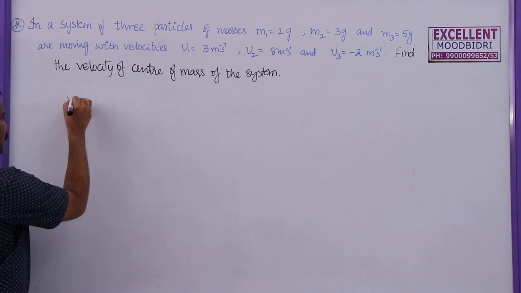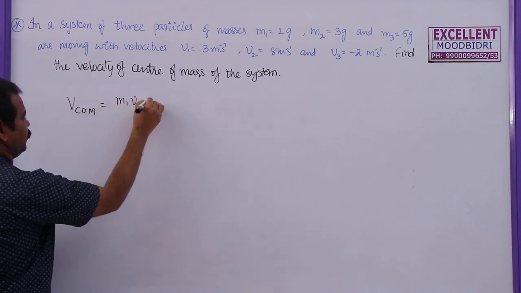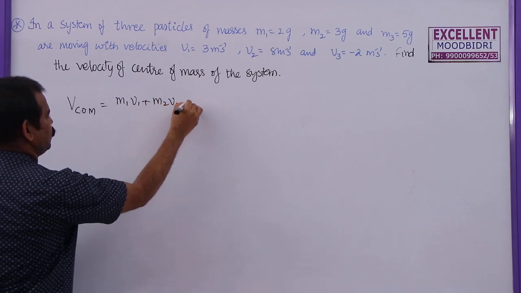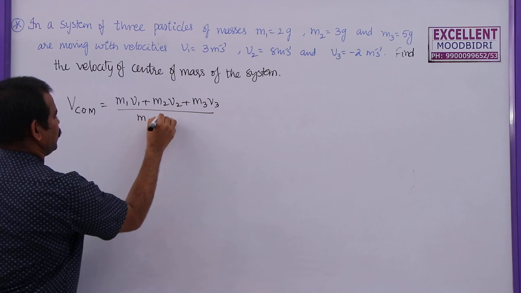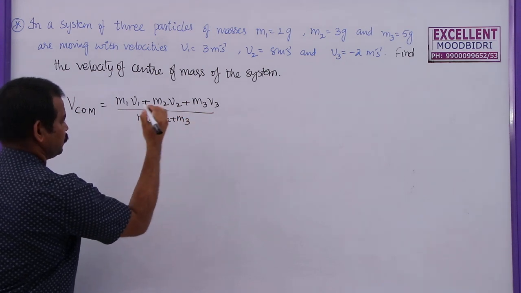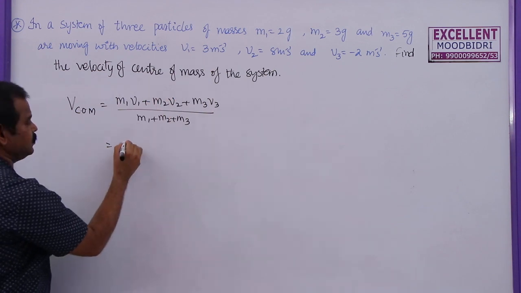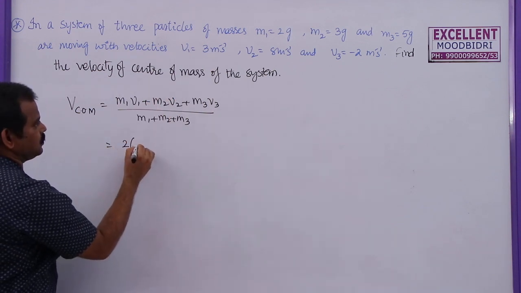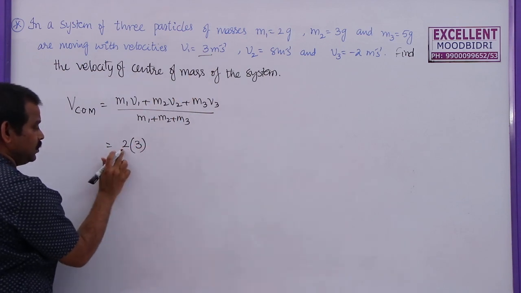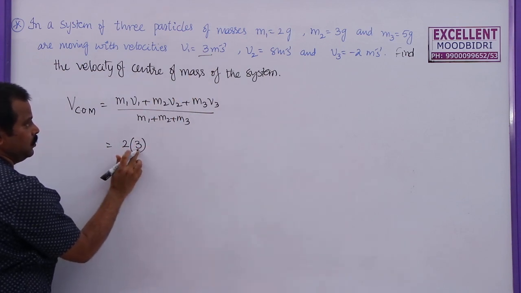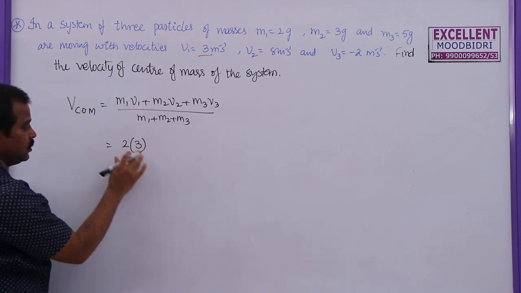We know this formula: velocity of center of mass of system is given by (m1 v1 + m2 v2 + m3 v3) / (m1 + m2 + m3). So in this problem, you substitute these values. Mass of the first particle is 2 grams, and its velocity is 3. This is in grams, this is in meter per second. So no problem. Why? Because in the denominator also we are going to get mass in grams, and grams get cancelled.